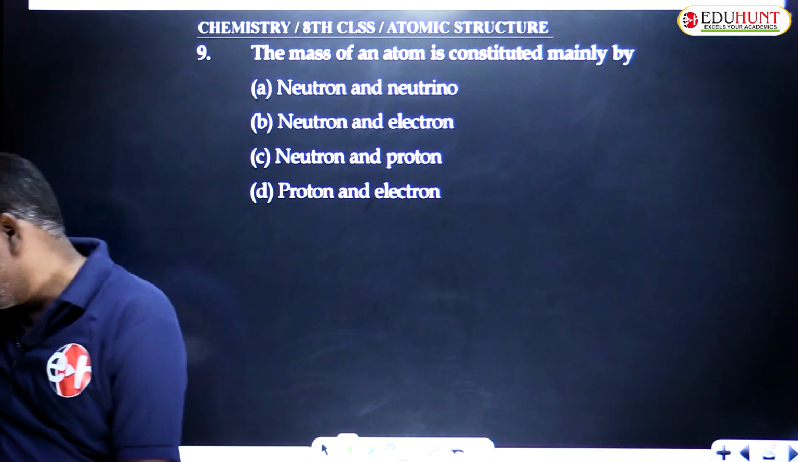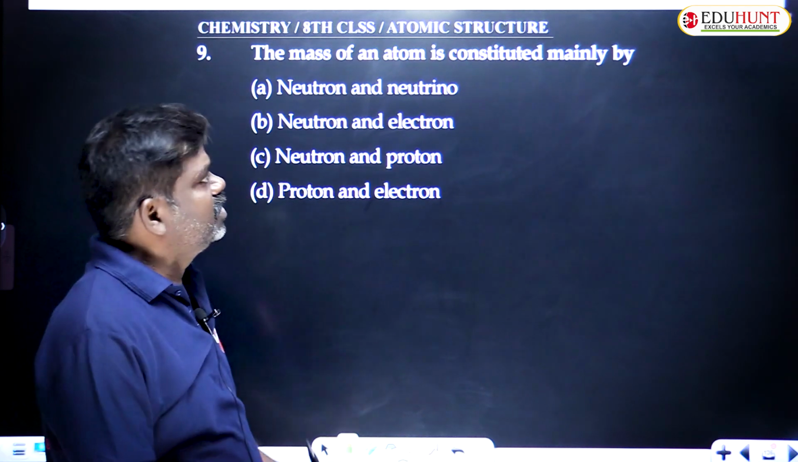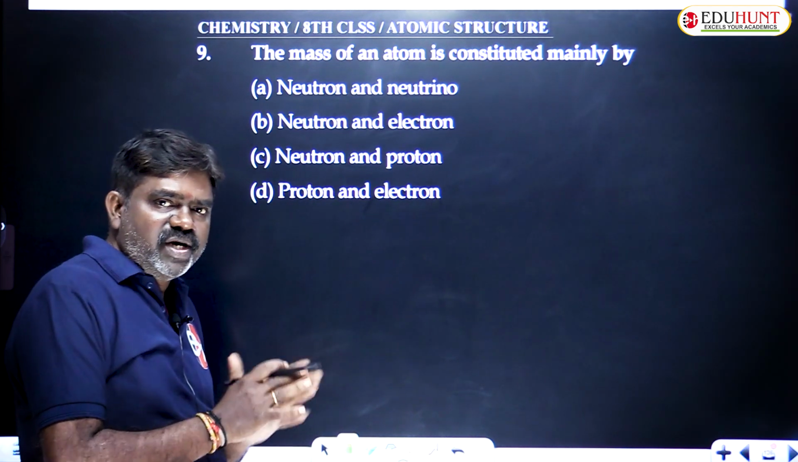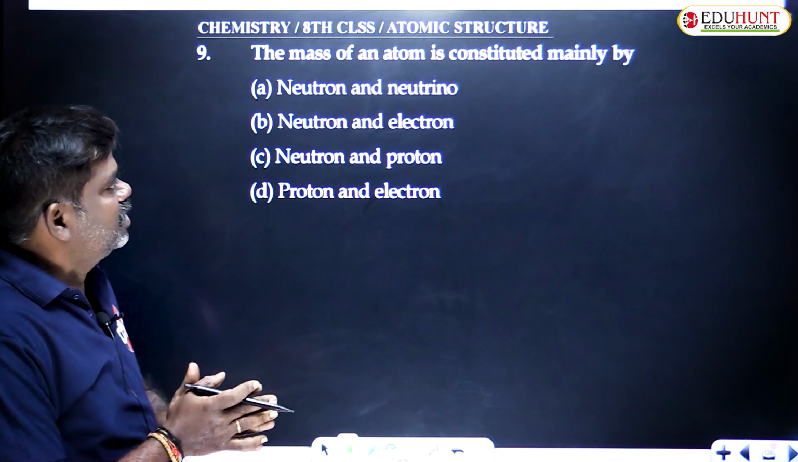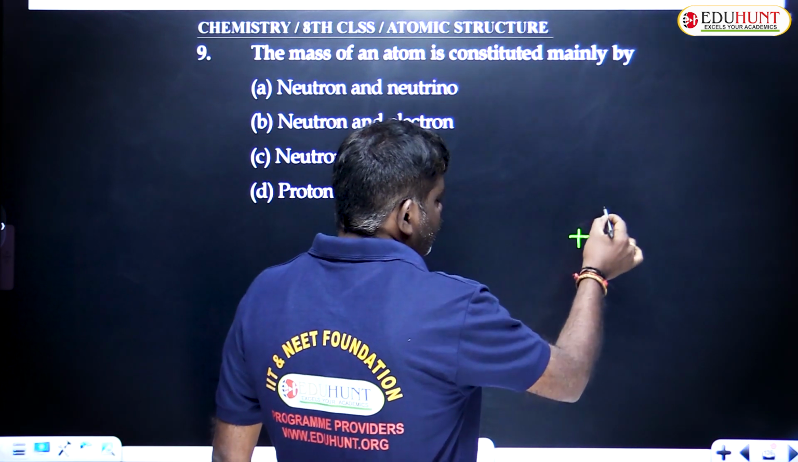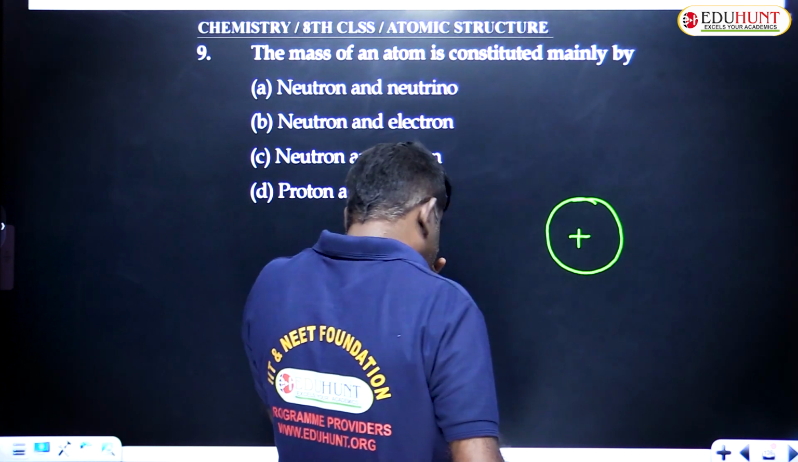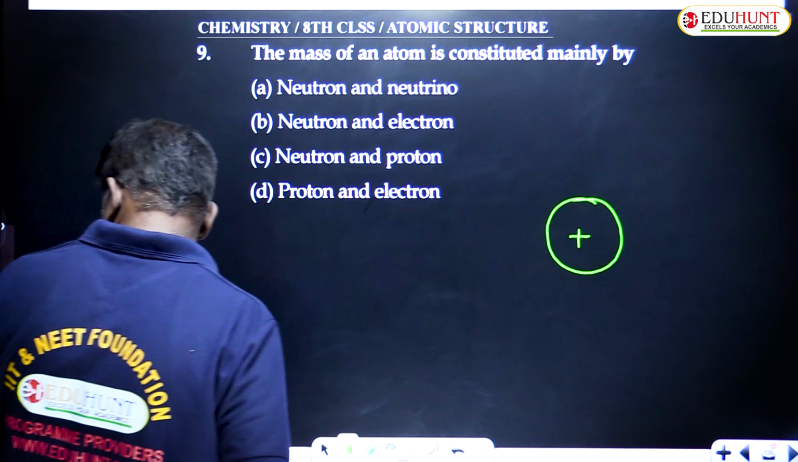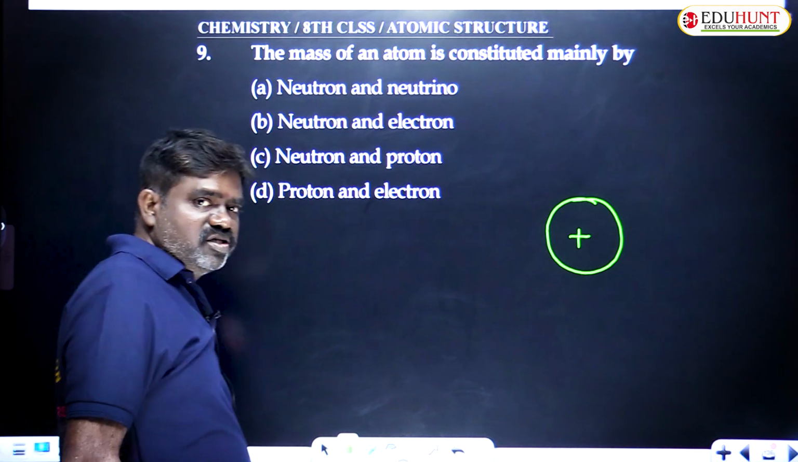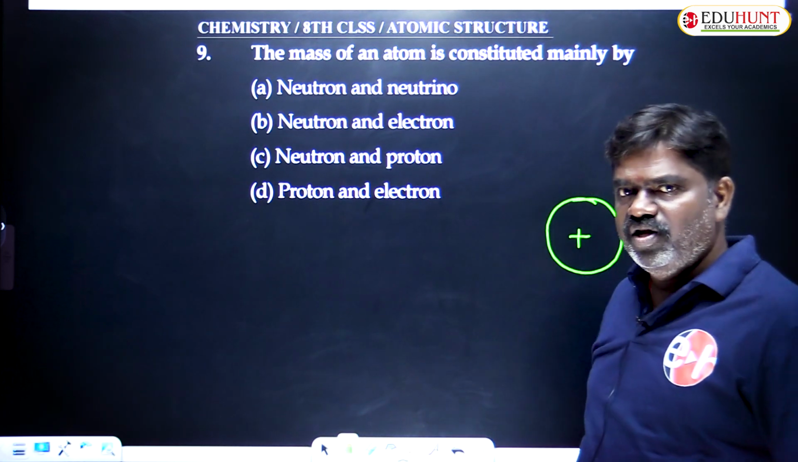Now see another one: the mass of an atom is mainly present in which particles? Generally, if you know about any nucleus, the nucleus contains protons and neutrons. The total mass is concentrated in the nucleus.